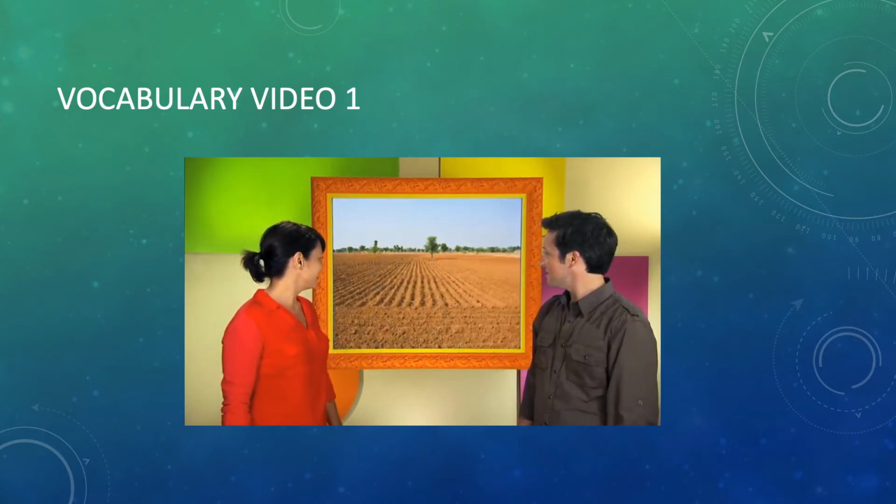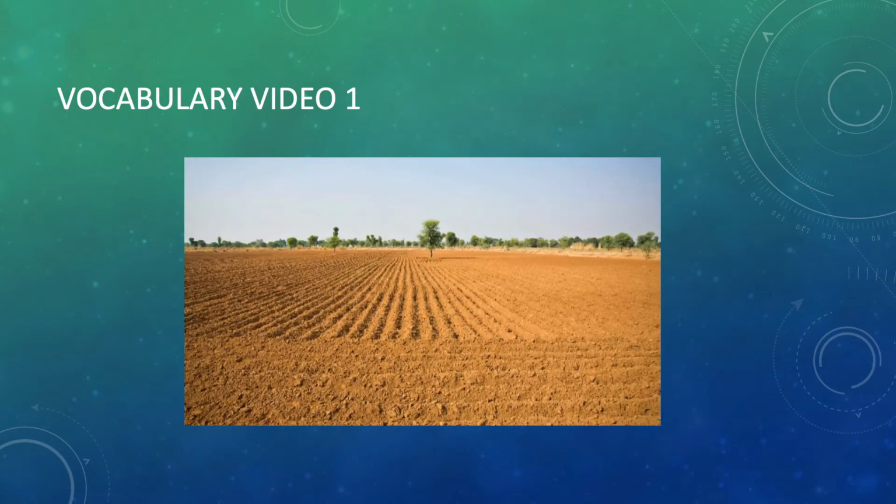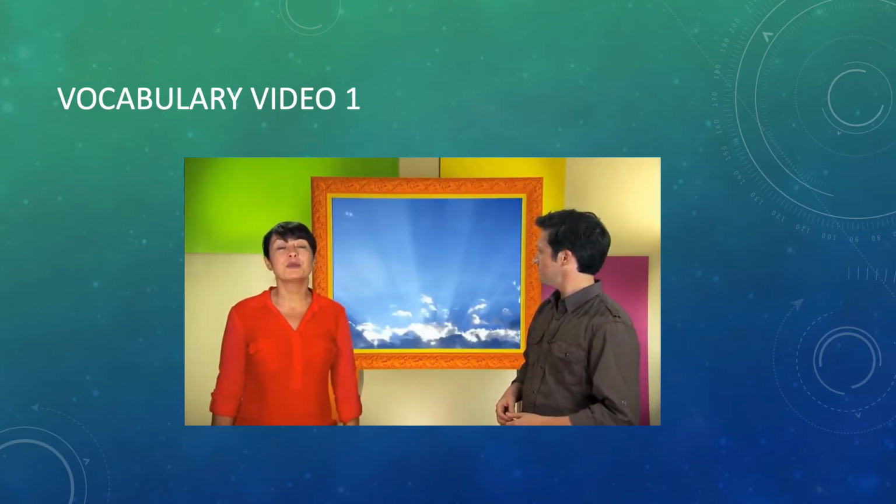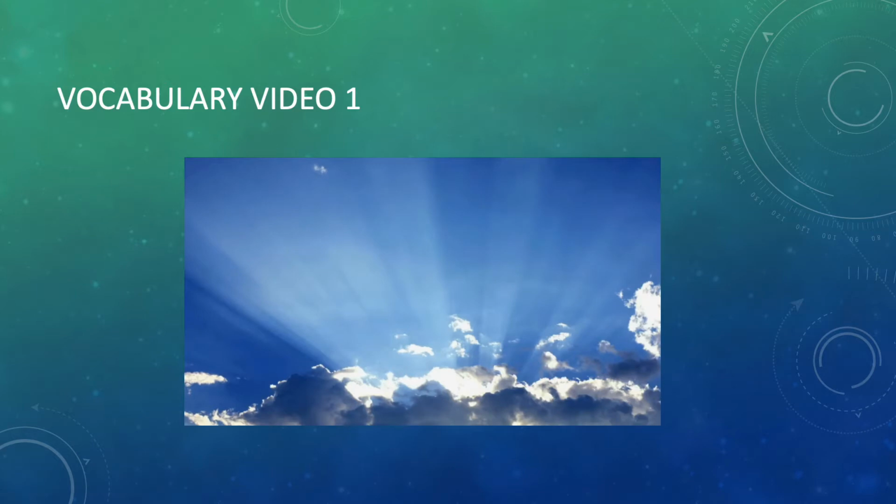Let's learn some new words about plants and how they grow. This is the ground. Lots of plants grow in the ground. This is light. Most plants need light in order to grow. Plants collect energy from light through their leaves and turn it into food.